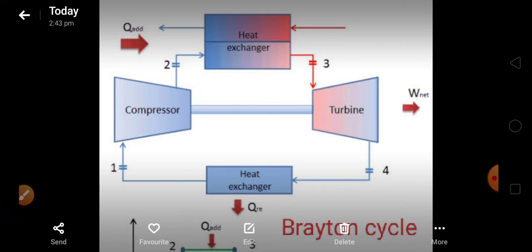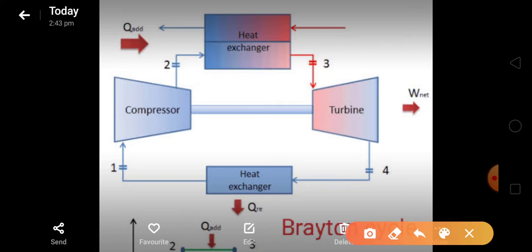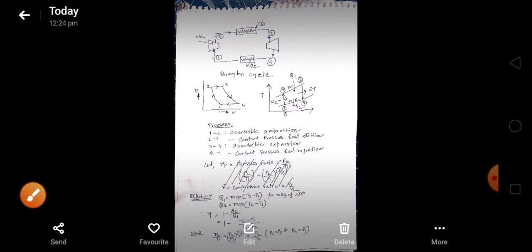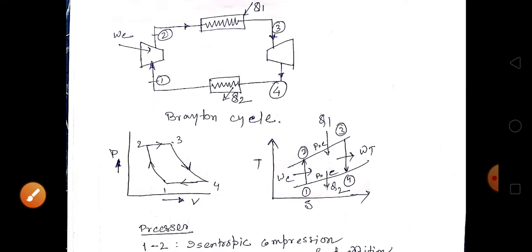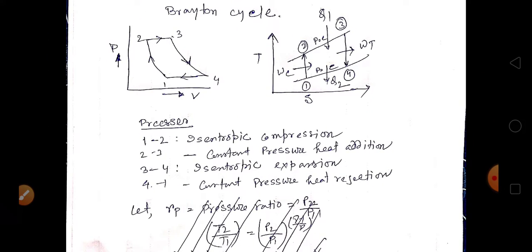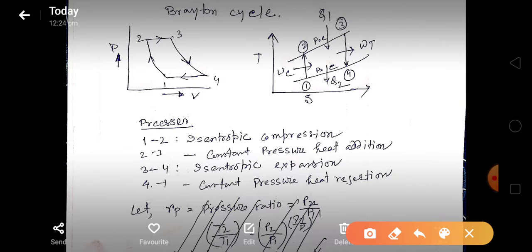So before starting this cycle we have to know what the components of this particular cycle are. Mainly there are 4 components of this cycle, that is 2 heat exchangers here and here, 1 compressor, and another is the turbine. So there are 4 parts of this particular cycle. Now, like Otto and diesel cycle, this cycle also has 4 steps.